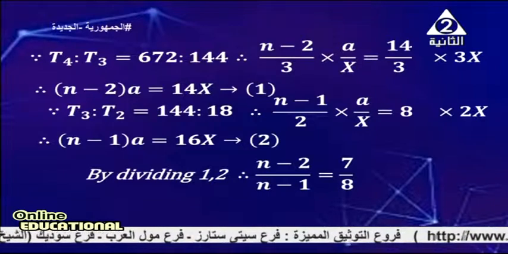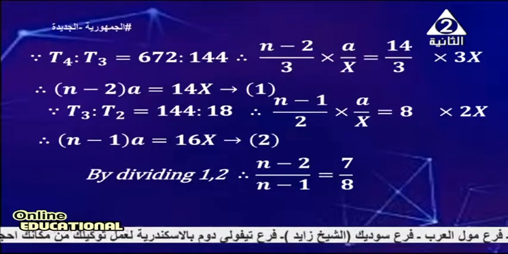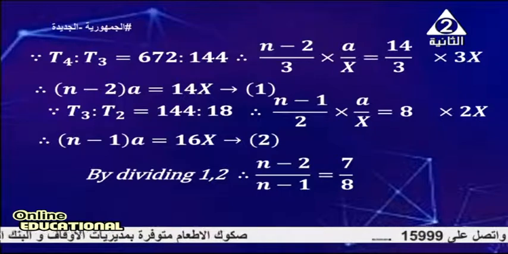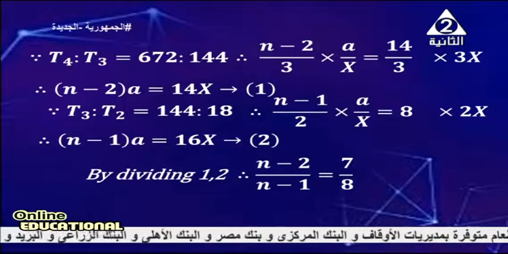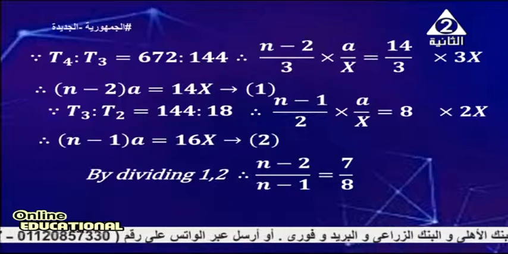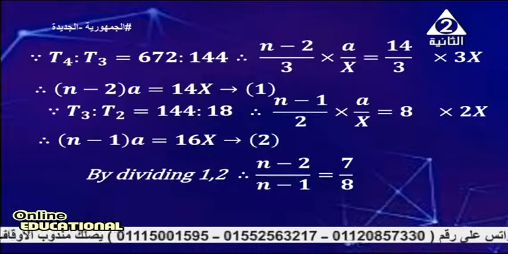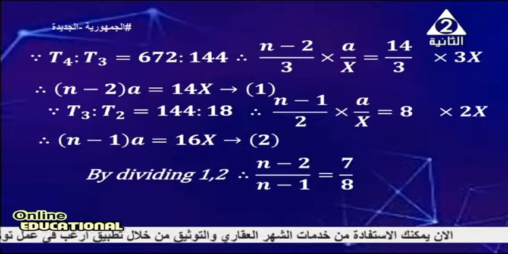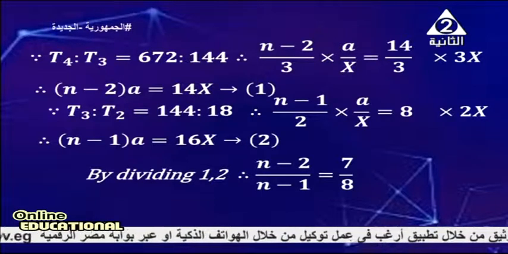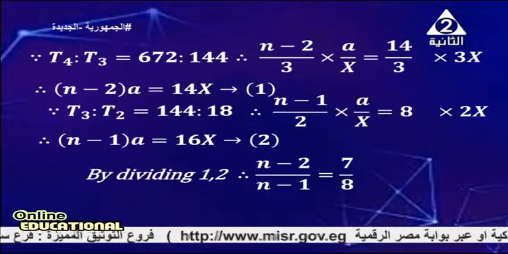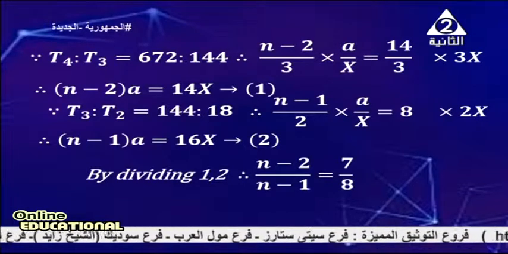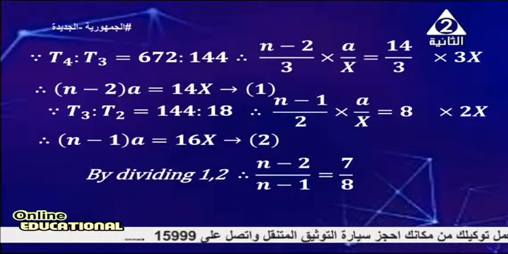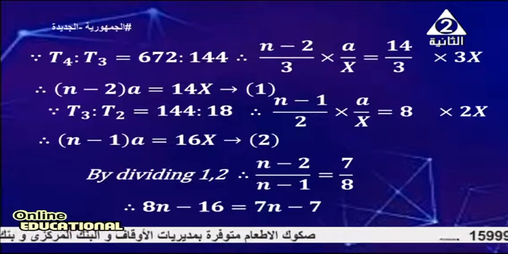We have the ratio between two terms, T4 and T3, and the second ratio between T3 and T2. We have two equations. The first equation has three unknowns, n, a, and x. The second equation has three unknowns, n, a, and x. We use division: equation 1 divided by equation 2. We deduce that (n minus 2) over (n minus 1) equals 7 over 8. n equals 9.